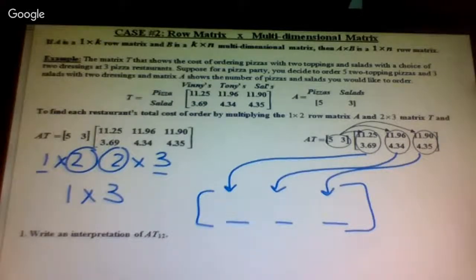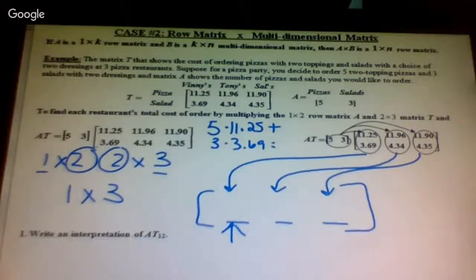You do 5 times 11.25 and 3 times 3.69? So this column here would be 5 times 11.25 plus 3 times 3.69. Just like we did the other one, like a cumulative amount. However, I'm not going to make you do this. We're going to plug it into the calculator.